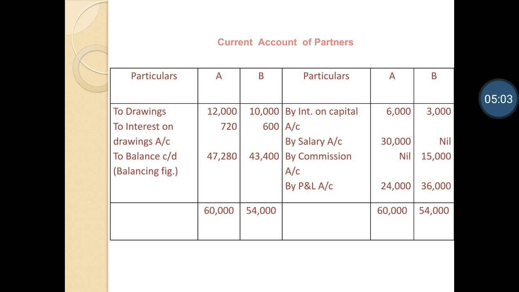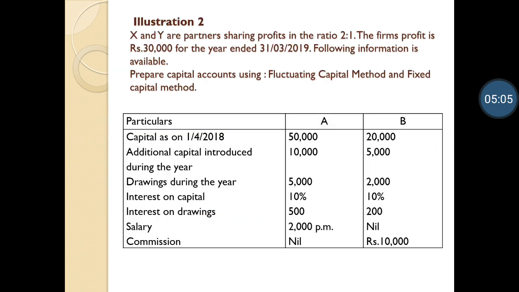Let's have one more example. X and Y are the partners. Profit sharing ratio is 2:1. The profit for the year is 30,000 rupees. So this 30,000 will be distributed amongst the partners in the ratio 2:1. Additional information: capital on 1/4/2018, that is the opening capital. The second item is important, additional capital introduced. We'll discuss it while posting. Drawings, interest on capital 10%. Interest on drawings: the percentage is not mentioned, the amount is directly mentioned, so our work is reduced. We need not calculate interest on drawings. Salary 2,000 per month, commission 10,000.